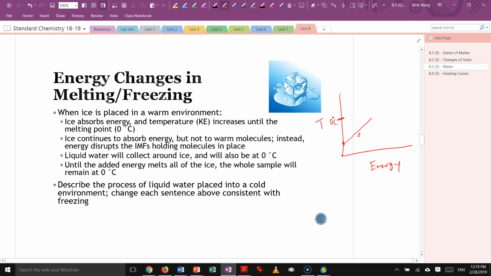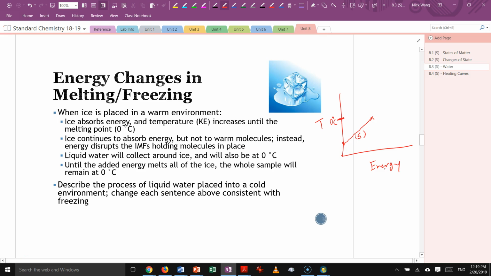So if I say we start right here, I'm going to put in energy and continue to raise this because this is going to be the solid form of water. But then notice how I stop right here at 0 degrees Celsius. So ice is going to absorb the energy, and then the kinetic energy increases until it reaches the melting point. So that's why I stopped it right here at this position. But I continue to add energy, and this is a really weird part, and this is something that is, again, initially counterintuitive, though it might make sense. But as ice continues to absorb energy, it won't warm the molecules anymore.